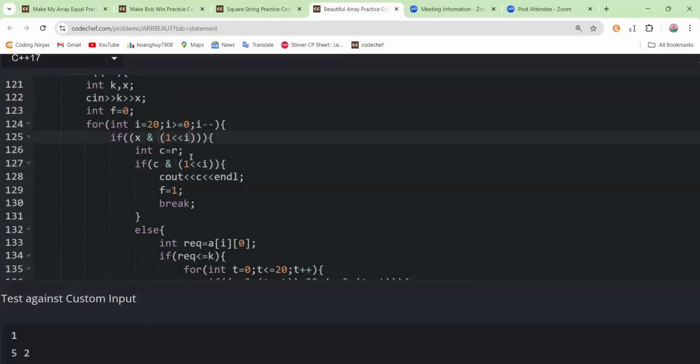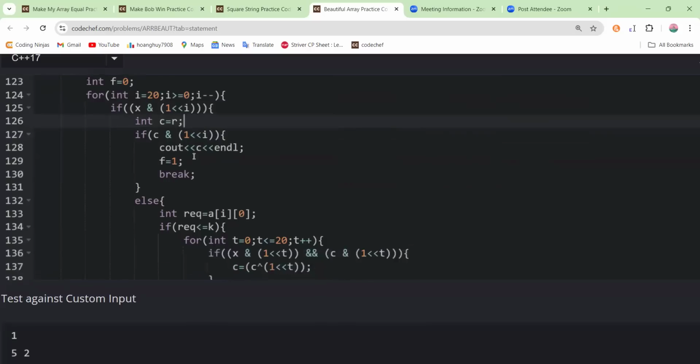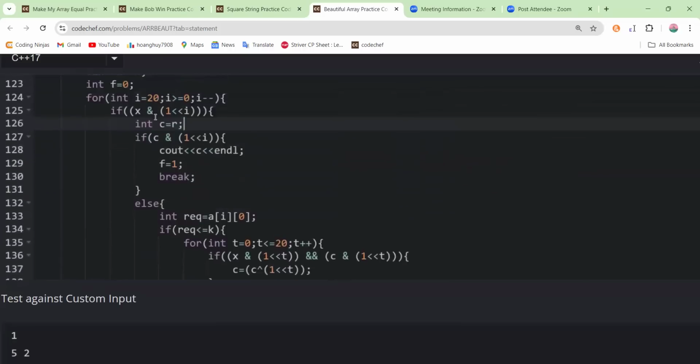Going to each and every bit, what I know is that I will be able to turn a particular bit on only when the value of bit i in X is set for that particular bit, isn't it? So I am checking if X and 1 left shift i is greater than 0 or not. If it is, I initialized my total AND value of the array with C, and I am simply checking if the AND value is already 1.